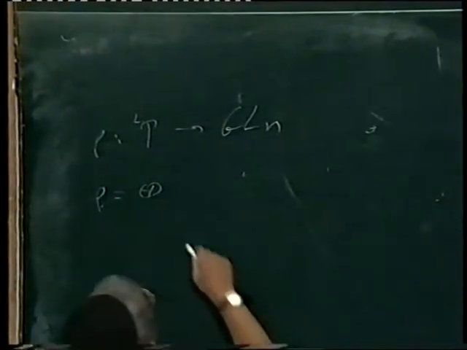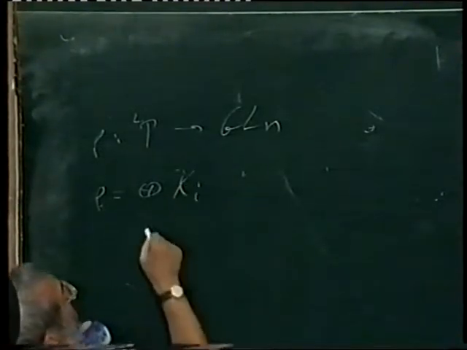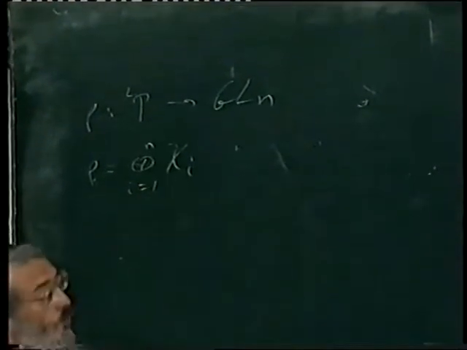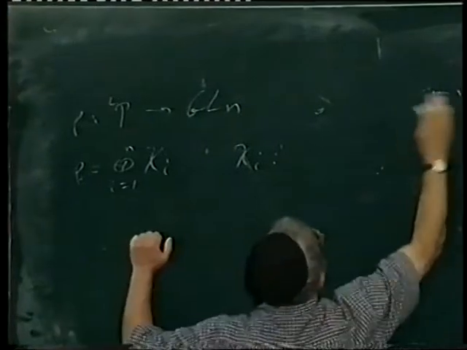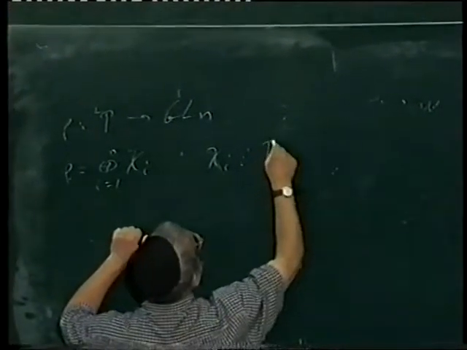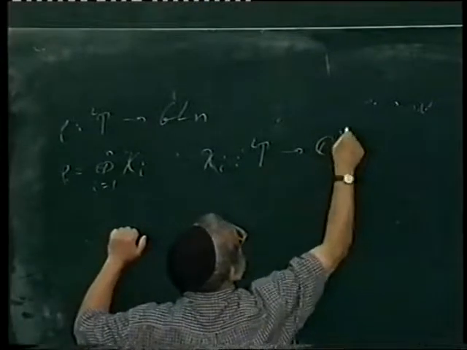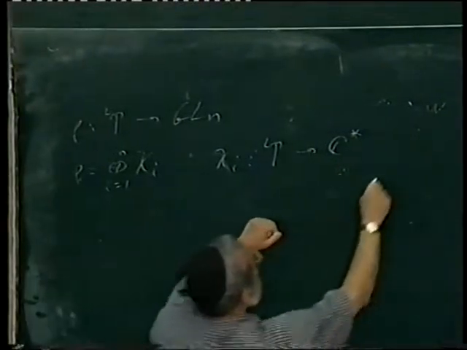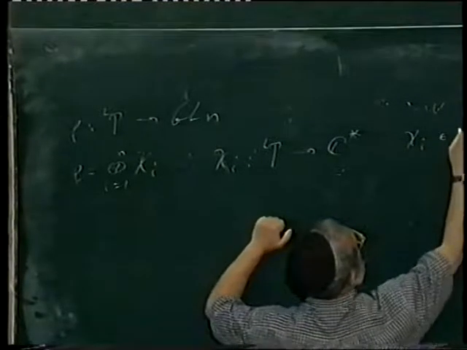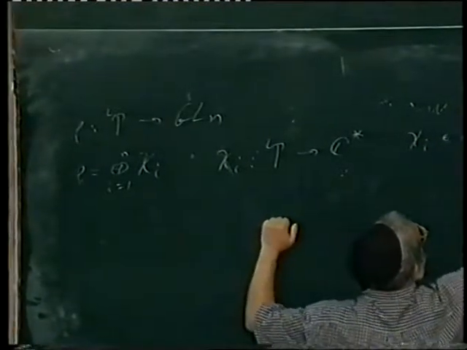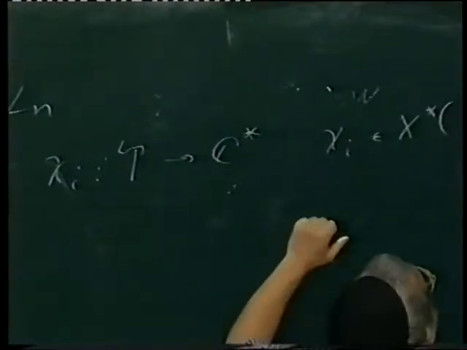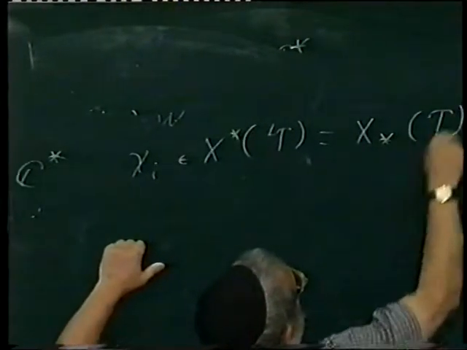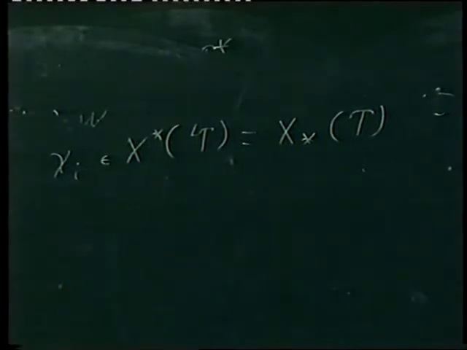So we can write rho as a direct sum of characters. Since it's a representation of a torus in GLN, we can write each character chi as a representation of TL, mapping TL into C star. So chi, in other words, is an element of X hat of TL. The relation between torus and dual torus was exactly that characters of one are co-characters of another.